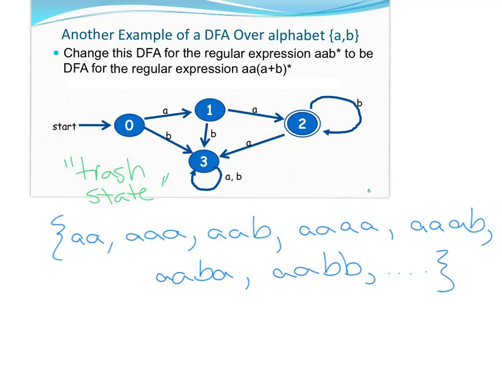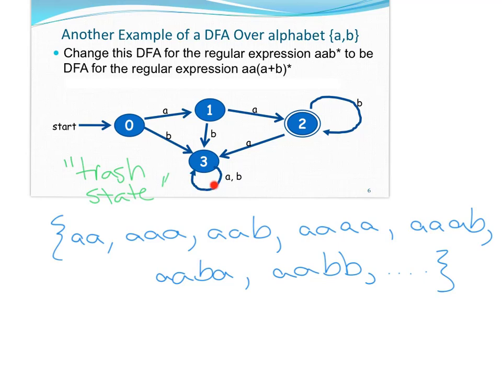But why do I call it a trash state? It's kind of, you know, the state that you can never get out of. The Hotel California state, maybe I should call it, right? You can never leave. If you ever make it to state 3, whatever symbol you see, you are stuck in state 3, right? Everybody see that? You see an A, you stay in state 3. You see a B, you stay in state 3.